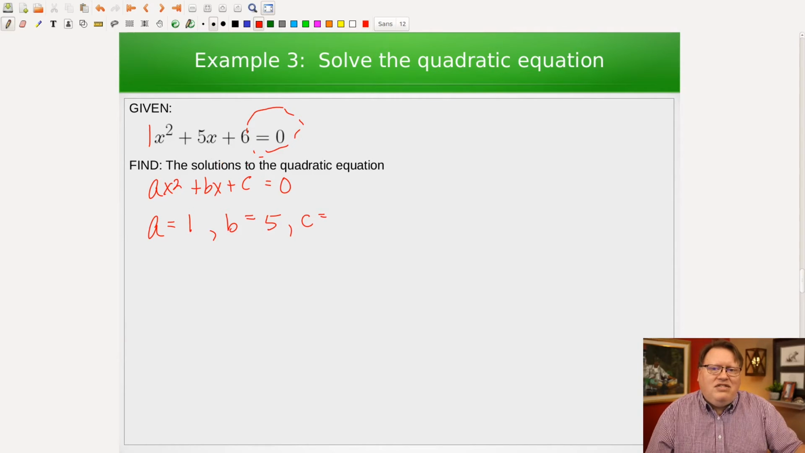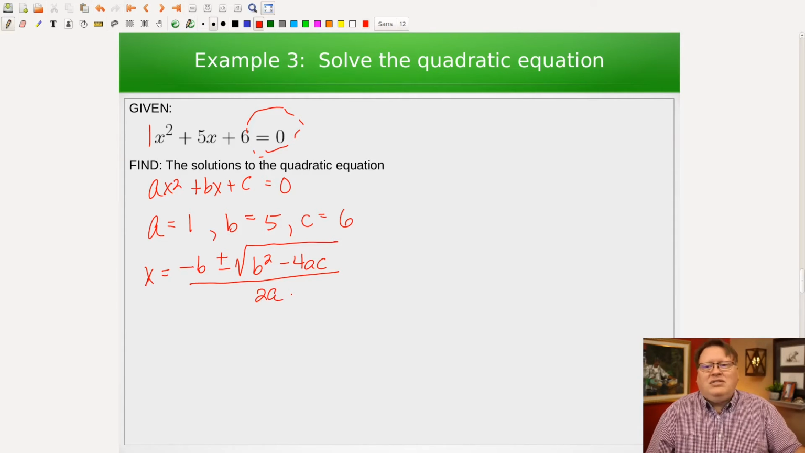And we have a c value. The c value is a positive 6. All right? And we want to write down our quadratic formula. So this is just x equal to, and again, if you want to sing the song, opposite b, plus or minus square root, b squared minus 4ac, all over 2a.